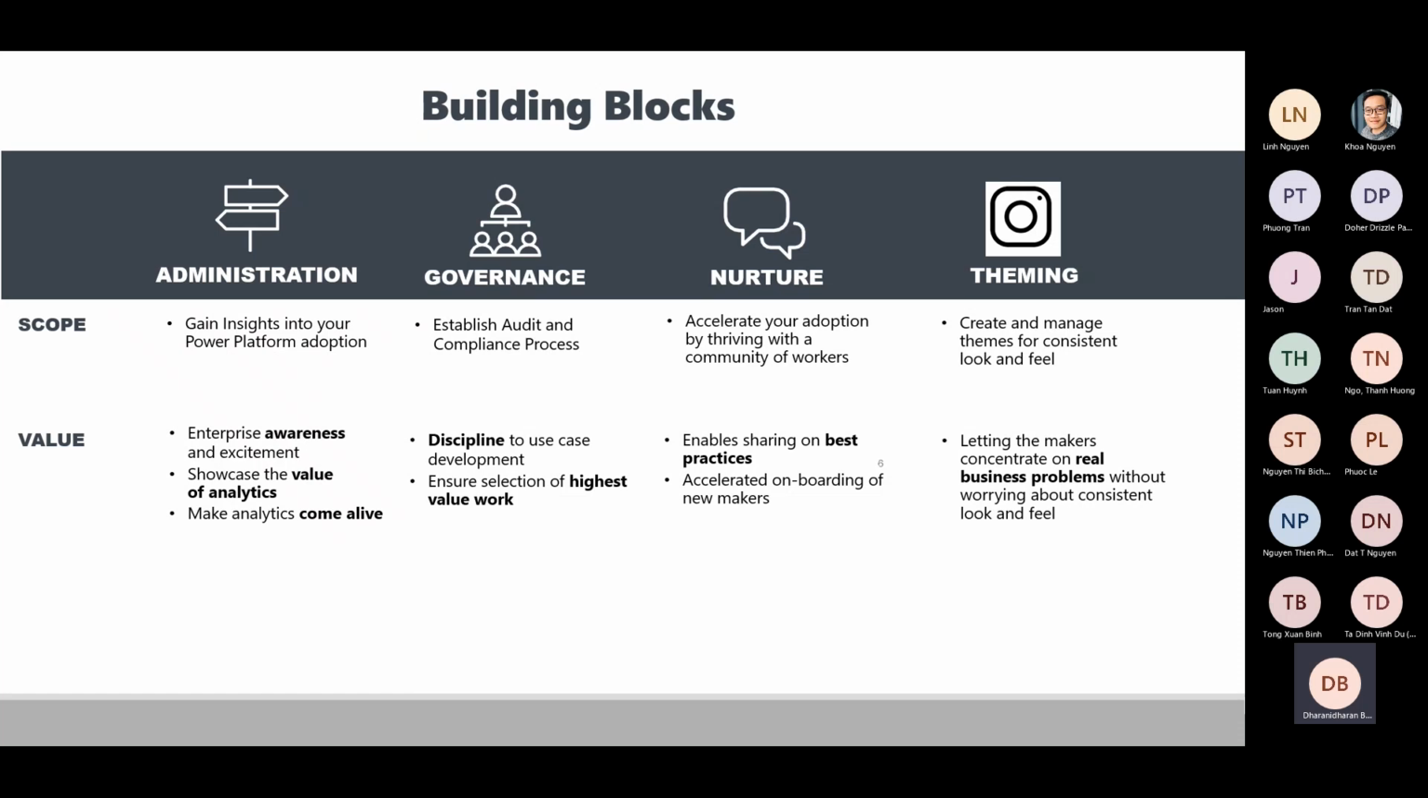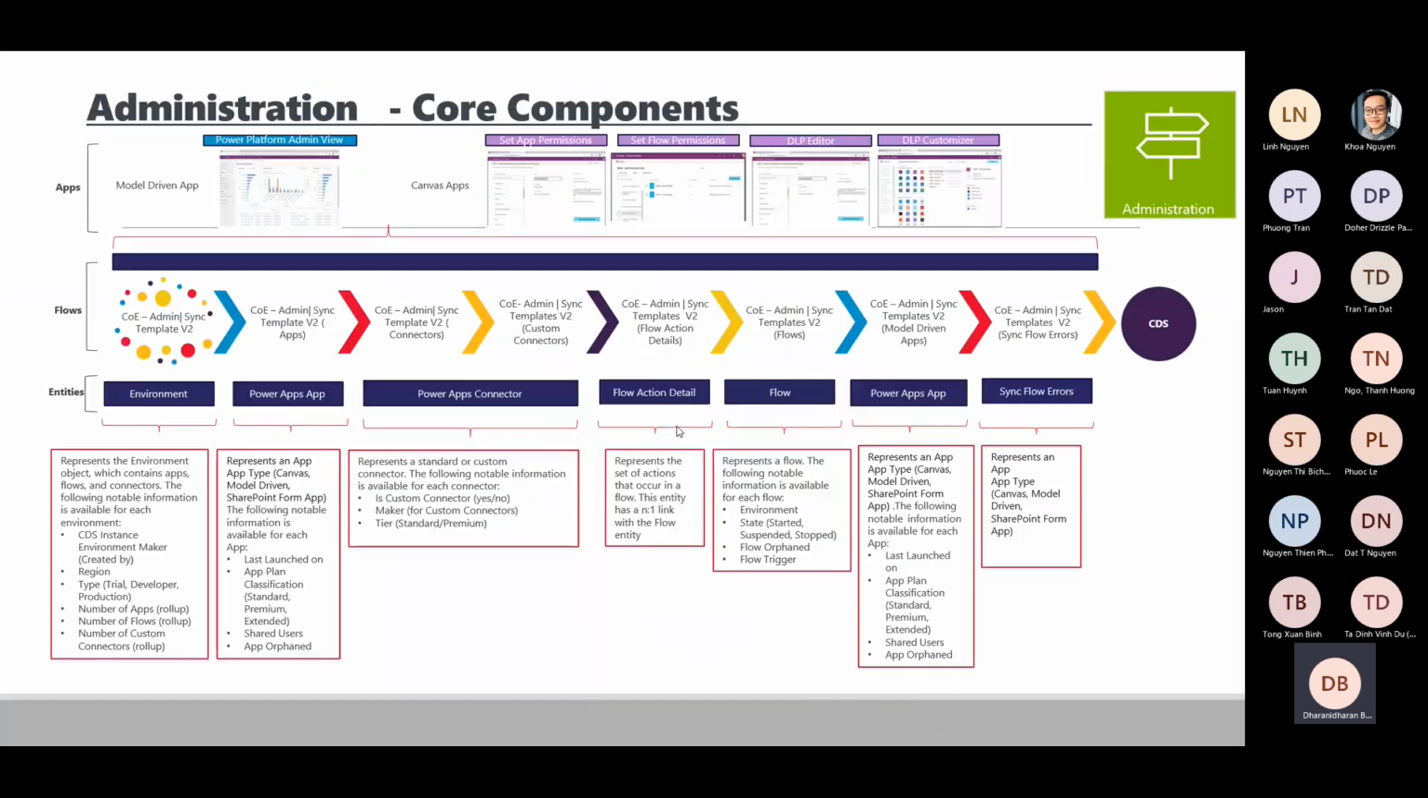Now let's take a minute and understand what these core components are all about, and how they help our organization if you use them. All of this will take some time, and we will understand the process. Now we'll see the core components. As I mentioned, there are four components: core components, governance, nurture, and theming. First, let's start with the core components.